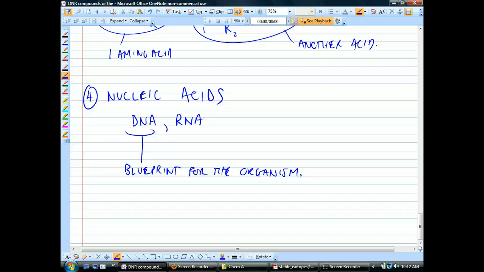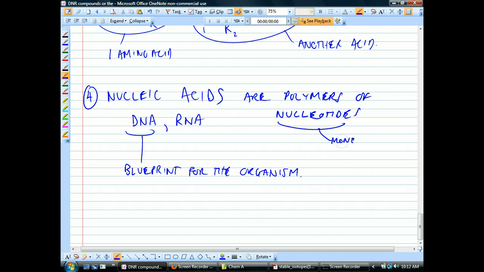Now, the only thing I want you to know about DNA and RNA at this point is that they are polymers, okay? And nucleic acids are polymers of nucleotides. And we are going to get into a lot more detail about nucleotides. So the monomer is called a nucleotide. And obviously they're very cool, DNA, and it does a whole lot of stuff in our cells. RNA we'll get to later. It's like DNA, but it's not quite the same thing.